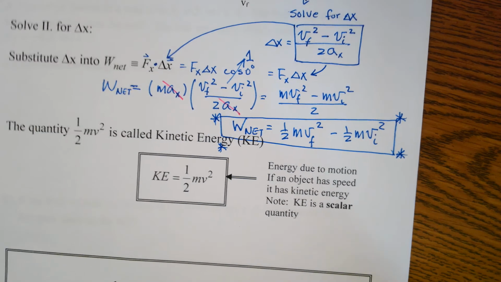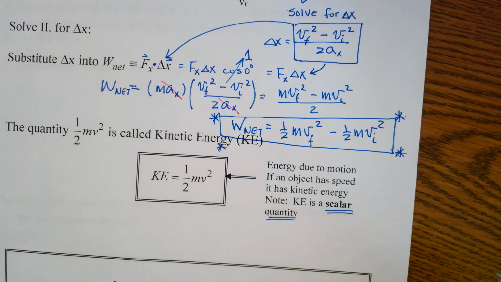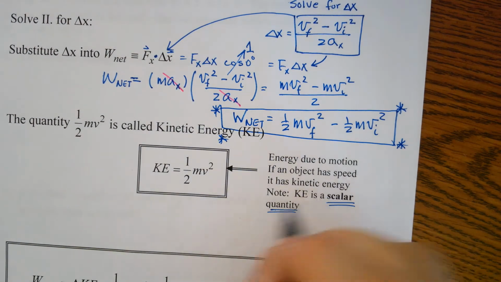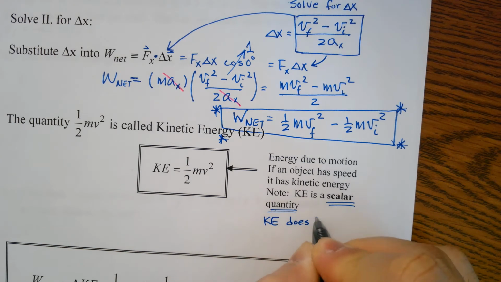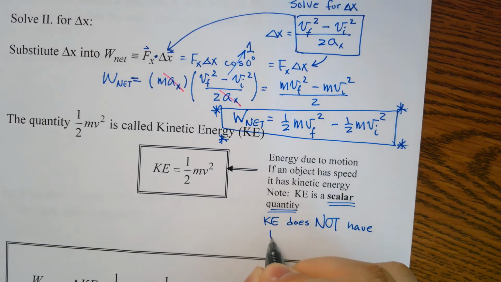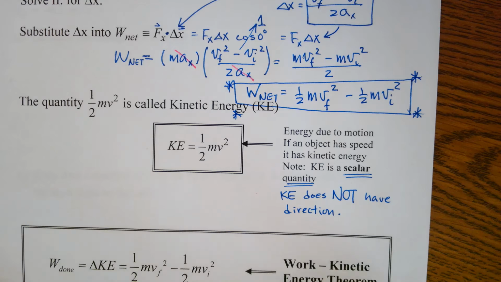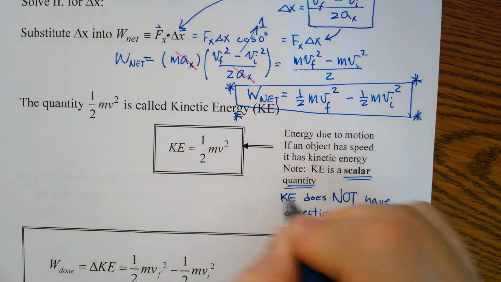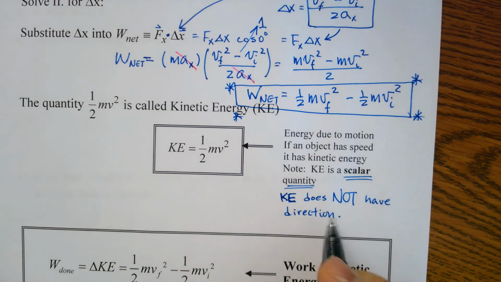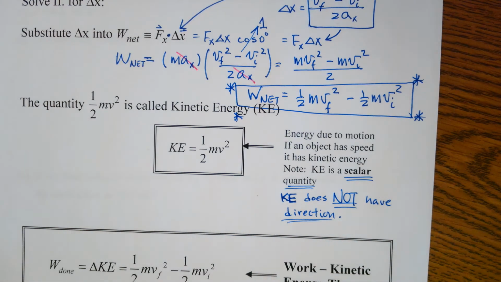Okay? That's very important. And it is a scalar quantity, which means it does not have any direction. So kinetic energy does not have direction. So it doesn't matter which way it goes. Kinetic energy is just a scalar quantity and is not a vector, so it does not have direction.